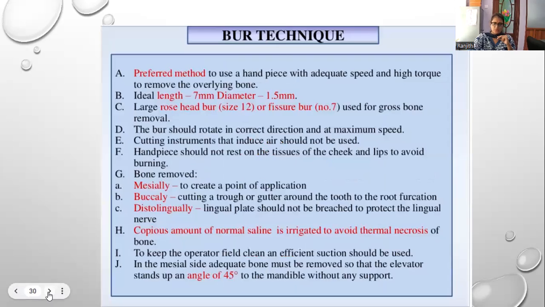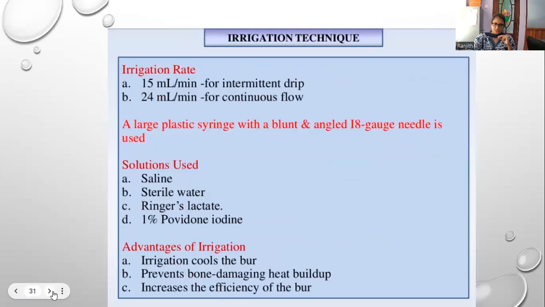So in this technique, you use a burr of diameter 1.5 millimeters. You can either use a large rosehead burr or a straight fissure burr. And usually with the rotation of this burr, you need copious amount of normal saline irrigation. So a margin of bone is removed to create a point of application of the elevator. Irrigation can be done either using saline, sterile water, or even Ringer's lactate.